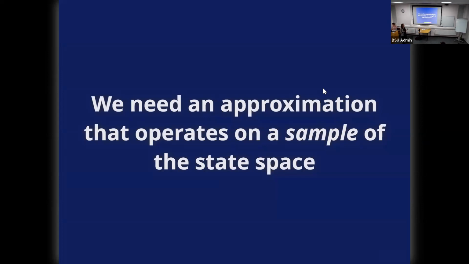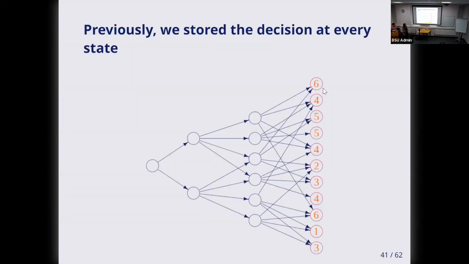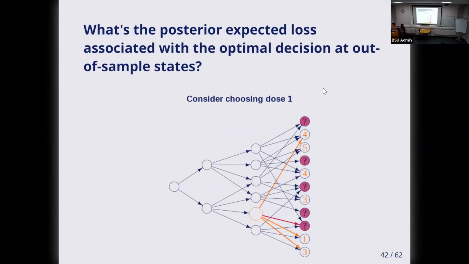So we want to find an approximation to the dynamic programming algorithm that operates on a sample of the state space at each stage of the trial. But previously, I told you that we are storing the decision at every possible state, that we've got to fill in all of these circles. So now what do we do when we're at this orange state at the penultimate stage? We need to take our weighted average of the loss associated with this one, this one, this one, and this one. How do we know what the expected loss associated with the optimal decision at this question mark state is, as that's not in our sample?